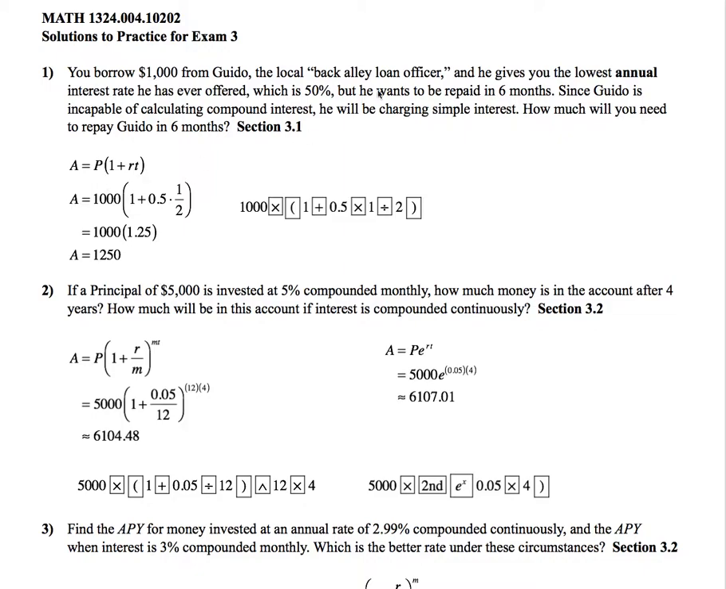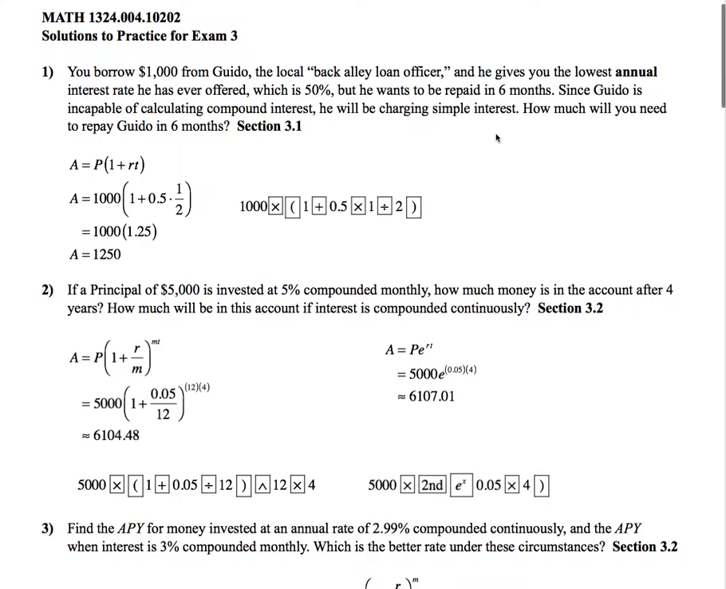And the rate is 50%, which is, move the decimal place 2 places to the left, and that's 0.5. And so that goes right here, 0.5. And then 6 months is 1/2 of a year. So for T, time, we put a half right here. Well, 0.5 times a half is 0.25. When you add that to 1, you get 1.25. You multiply that by 1,000, and so in 6 months, our friend Guido here is going to want $1,250.